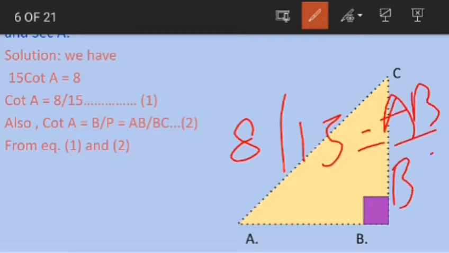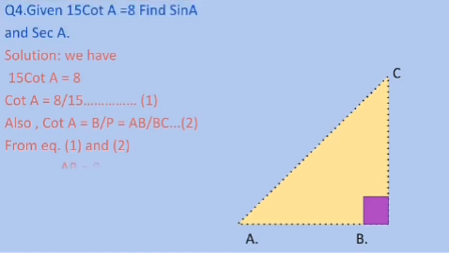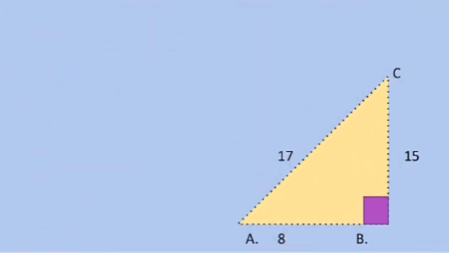So from equation 1 and 2, we can calculate that AB is going to be 8 centimeter, or you can say just 8, and BC is going to be 15. So we have the values of sides AB and BC. Now we just need to calculate the remaining side, that is AC. Okay class, using Pythagoras theorem, we know that hypotenuse square equals base square plus perpendicular square. Therefore, AC square equals AB square plus BC square.